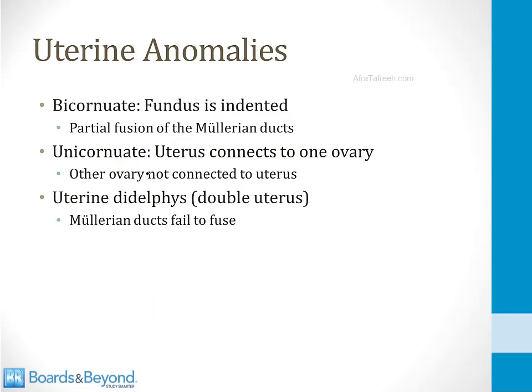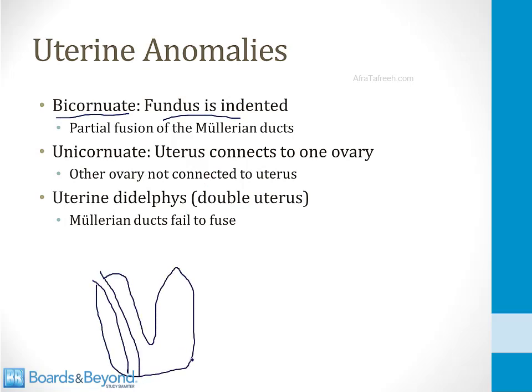And then there are a number of other less common uterine anomalies. In a bicornuate uterus, the fundus is indented due to partial fusion of the Mullerian ducts. Basically, in this condition, the uterus looks something like this, with one pathway going over here to one fallopian tube and another pathway going over here to another fallopian tube. It's not that there's a septum down the middle like we talked about in a septate uterus, it's that the uterus itself is indented. In a unicornuate uterus, the uterus connects only to one ovary and the other ovary is not connected to the uterus at all.